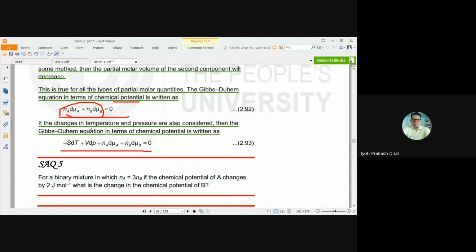Initially we have taken the condition of constant temperature and pressure. So if changes of temperature and pressure are also considered, then the Gibbs-Duhem equation will become minus S dT plus V dP minus nA d mu A minus nB d mu B equals 0. So this is the Gibbs-Duhem equation in terms of chemical potential if the temperature and pressure change. But if the temperature and pressure remain constant, then the Gibbs-Duhem equation in terms of chemical potential will be like this.